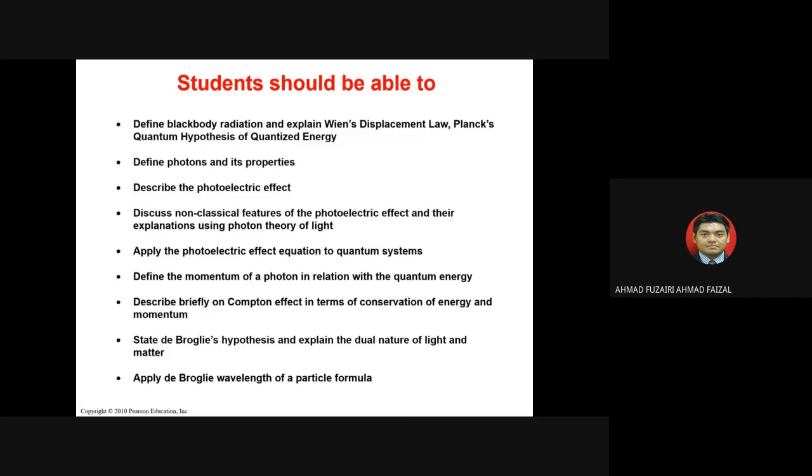After completing this chapter, we expect the students should be able to: define blackbody radiation and explain Wien's displacement law, Planck's quantum hypothesis of quantized energy, and then define photons and their properties, describe the photoelectric effect, discuss non-classical features of the photoelectric effect and their explanations using the photon theory of light, and then apply the photoelectric effect equation to quantum systems, define the momentum of a photon in relation with the quantum energy, describe briefly the Compton effect in terms of conservation of energy and momentum, state de Broglie's hypothesis and explain the dual nature of light and matter, and finally apply the de Broglie wavelength of a particle formula.